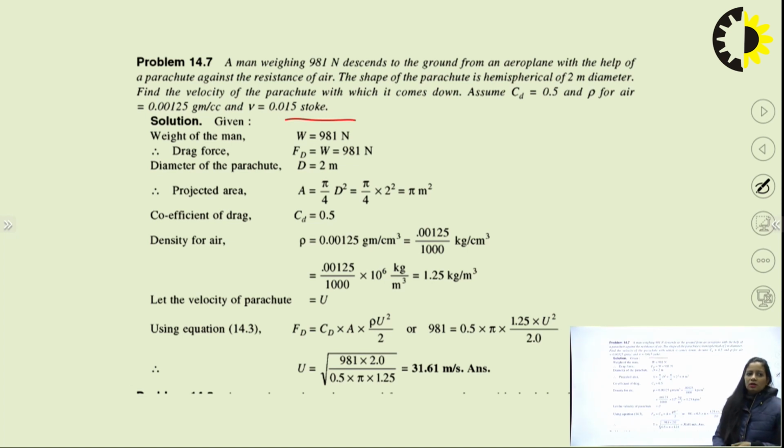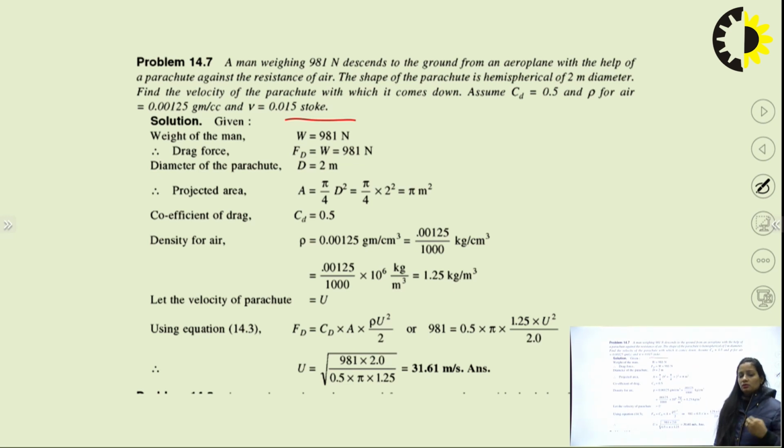Now this is a case when a particular man is coming down with the help of a parachute, and we need to calculate the velocity of the parachute. In this question they are asking for u infinity or u. The formula was simple: FD equals CD multiplied by area multiplied by rho u square by 2. The weight of the man was given as 981 Newton.